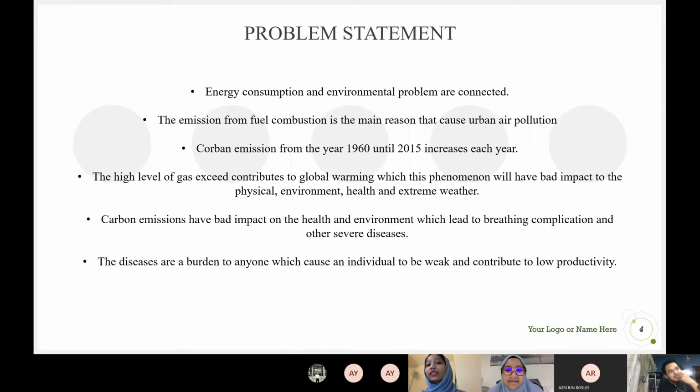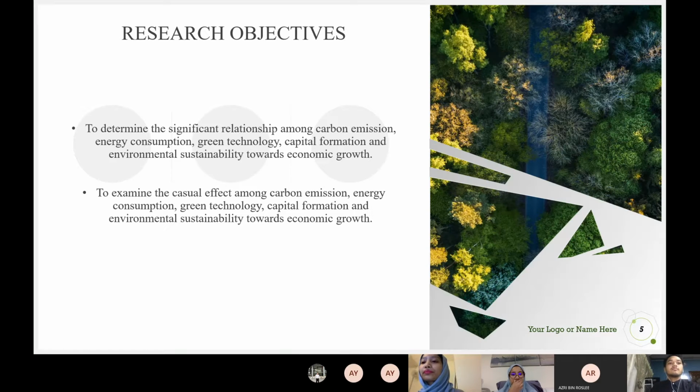And the high level of gas exceed contributes to global warming, which this phenomenon will have a bad impact on the physical environment, health, and extreme weather. Carbon emission has a bad impact on health and environment, which leads to breathing complications and other severe diseases. And lastly, the diseases are a burden to anyone, which causes an individual to be weak and contributes to low productivity. Next.